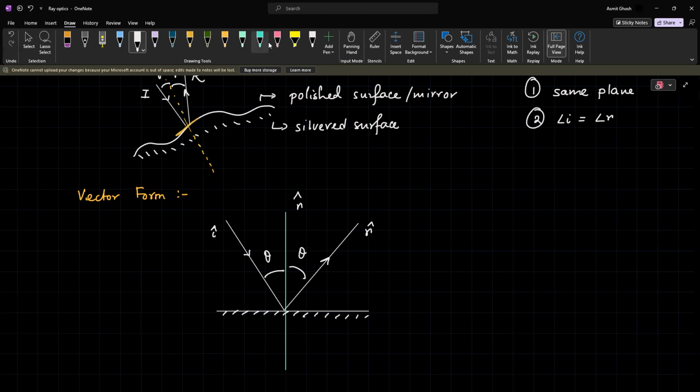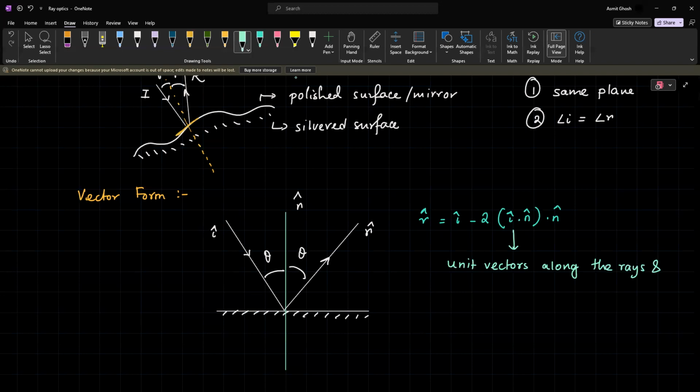Then we can write that r cap is equal to i cap minus 2 (i cap dot n cap) n cap. Okay, where these are just unit vectors along the rays and normal respectively.